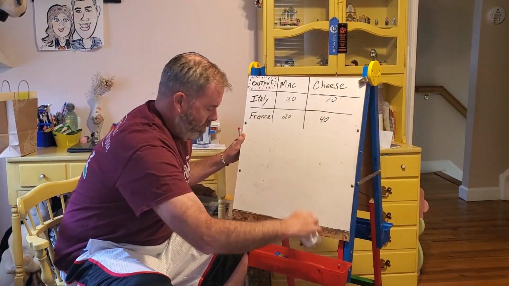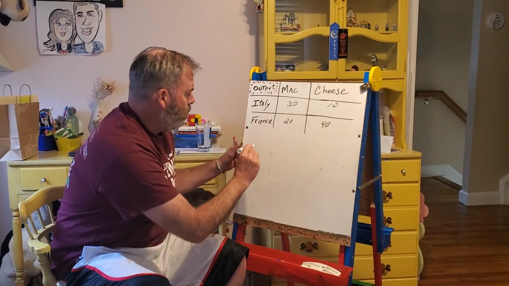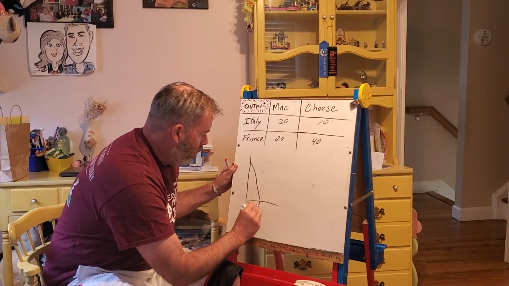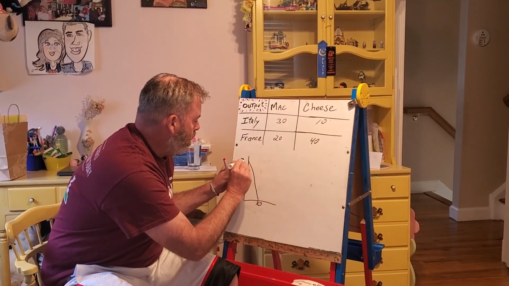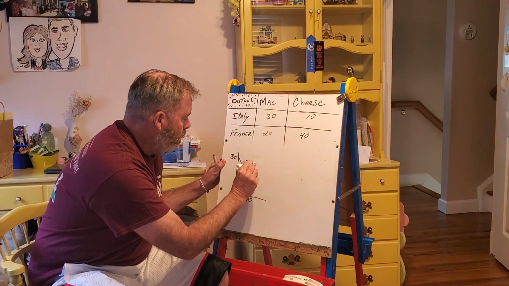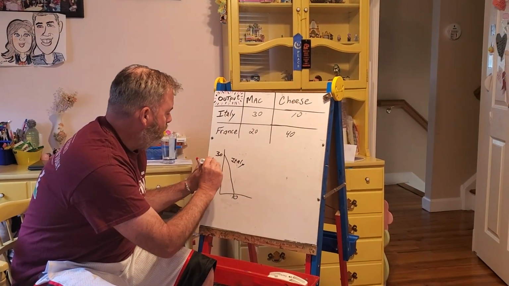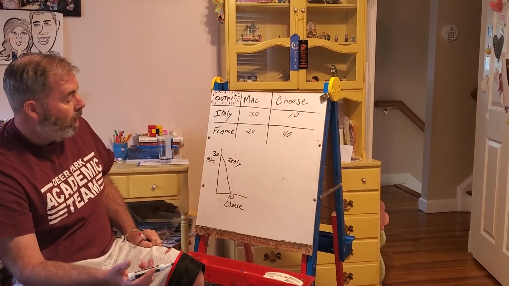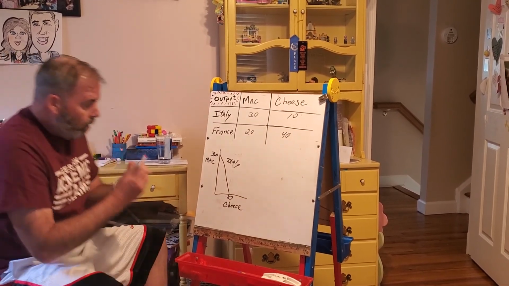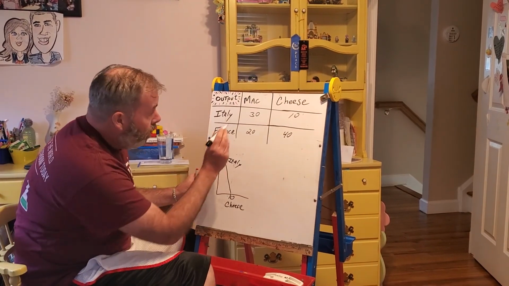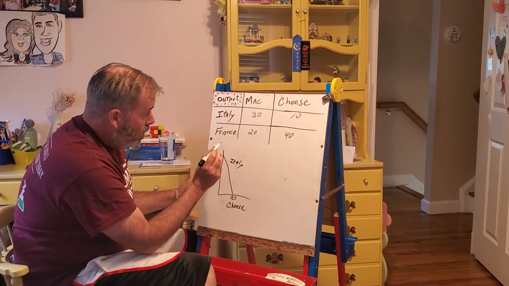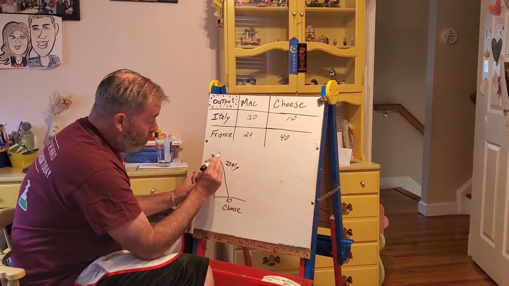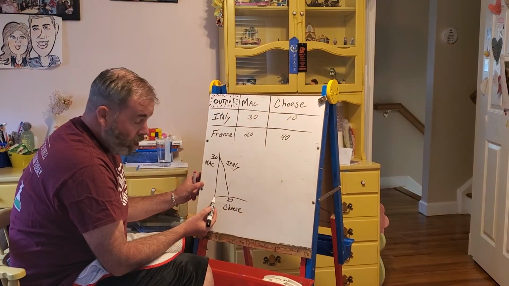Just so we're on the same page, let's draw Italy. We'll call this Italy, and this would be the mac, and this would be the cheese. So we're illustrating, just to prove a point, that Italy can have it all. If Italy decided to produce 30 units of macaroni, it can do so, and it would produce here. But just realize it would be outputting no cheese.